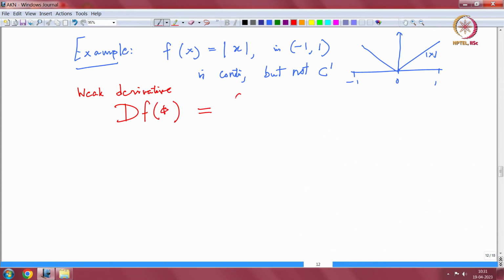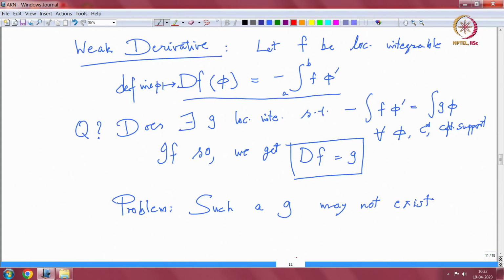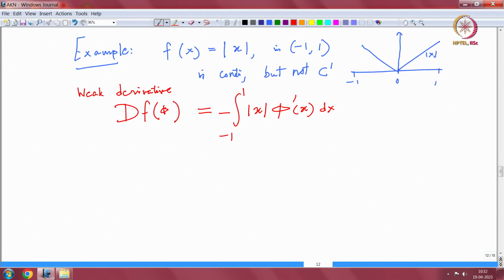df of phi is equal to the integral from minus 1 to 1 of modulus of x times phi prime of x dx. This is by definition. You look at the definition. This is the definition. Okay. So, it is mod x into phi prime of x. The problem is that you cannot do an integration by parts at this stage, because mod x is not a C1 function. But then this is C1 except at the origin.